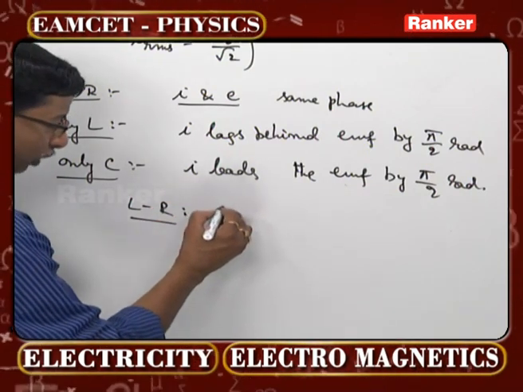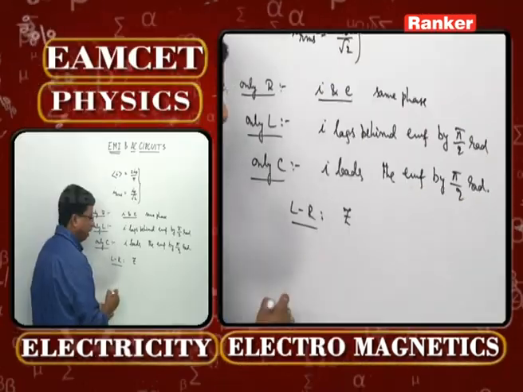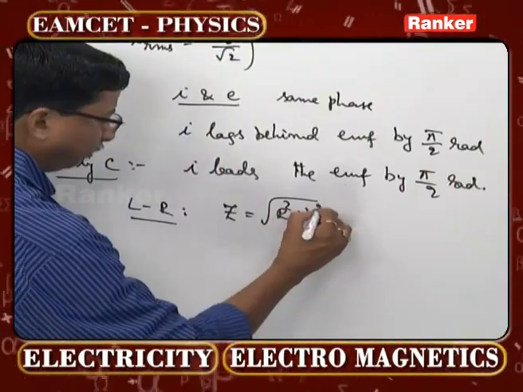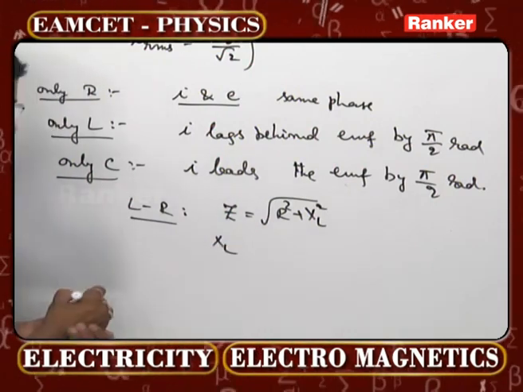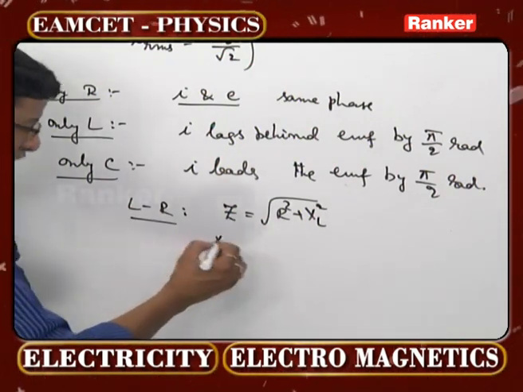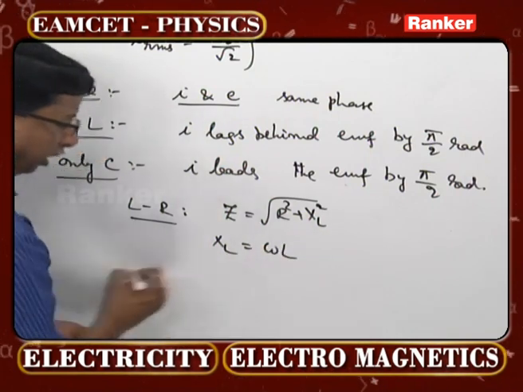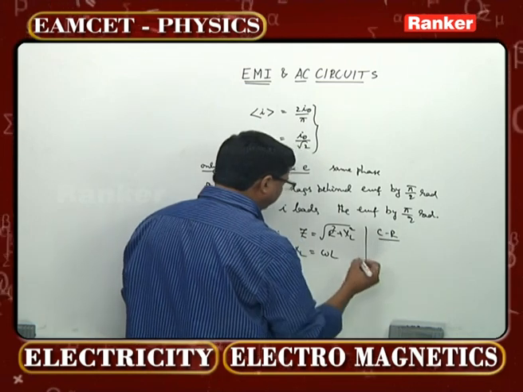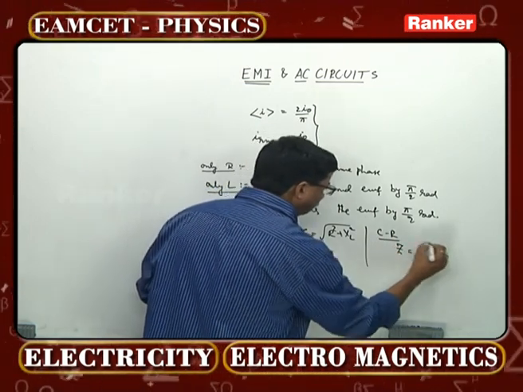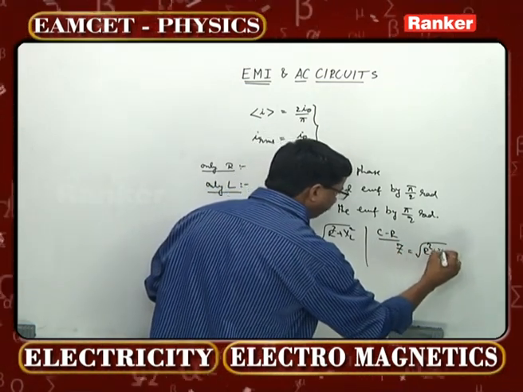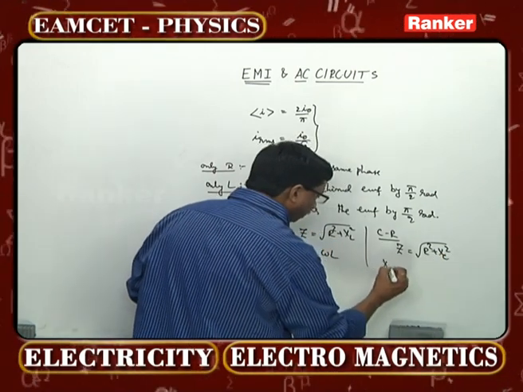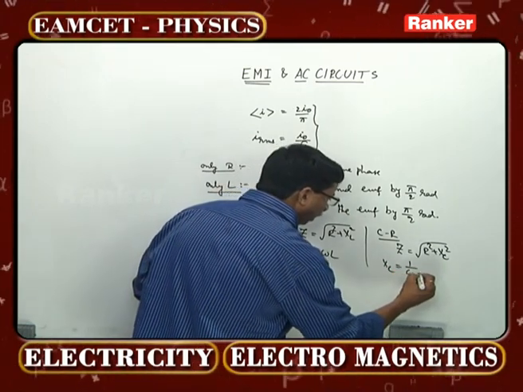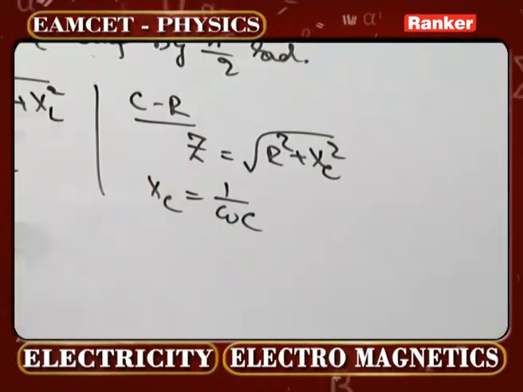This is another point. Now suppose if you take an LR circuit, what is the formula to be remembered? For effective resistance, that is what is called impedance, Z is equal to root of R square plus XL square. What is XL now called? Inductive reactance. XL is equal to omega L, that is the formula. If you take for example a CR circuit, then impedance Z is equal to root of R square plus XC square. What is XC called? Capacitive reactance, that is 1 by omega C, that is the formula.